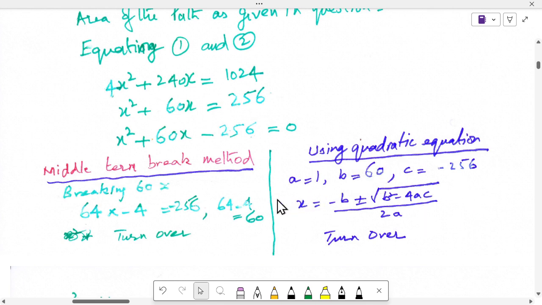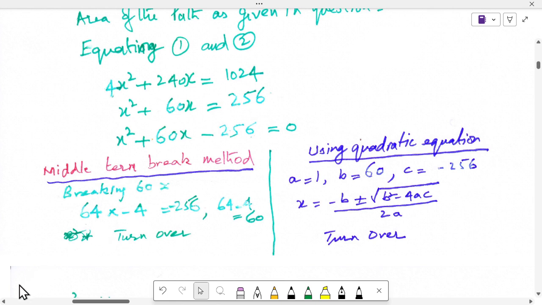I have given a complete lecture on how to deal with quadratic equations with the middle term break method in another video. I am sharing the link here.